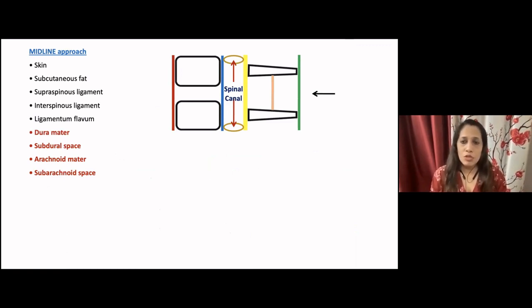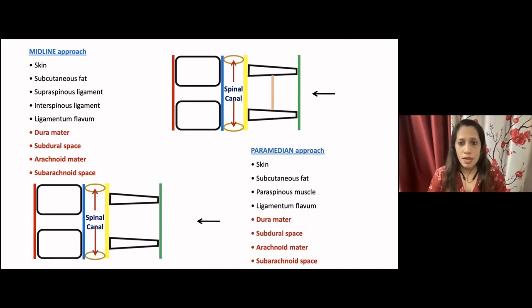So when we use the midline approach, the structures crossed are skin, subcutaneous fat, supraspinous ligament, interspinous ligament, ligamentum flavum, dura mater, subdural space, arachnoid mater, and subarachnoid space. So here, if you compare that with the paramedian approach, you encounter skin, subcutaneous fat. You are bypassing both the supraspinous and interspinous ligaments. You just go through the paraspinous muscle directly to come to the ligamentum flavum, then dura mater, subdural space, arachnoid mater, and subarachnoid space.